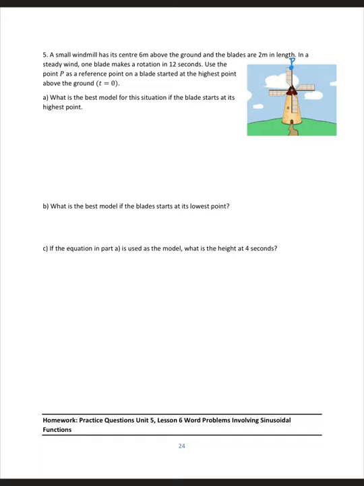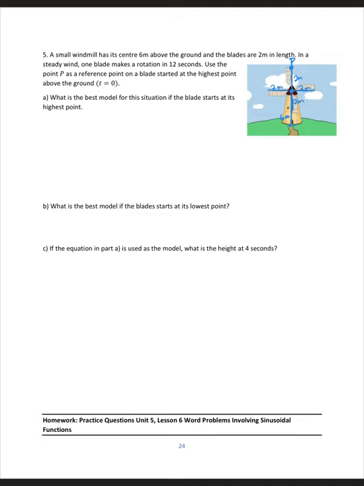Let's try to label some more information on this windmill. So it says its center is 6 meters above the ground. So from here to the ground is 6 meters. The blades are 2 meters in length. So 2 meters for all of them. And from here to here, 2 meters.